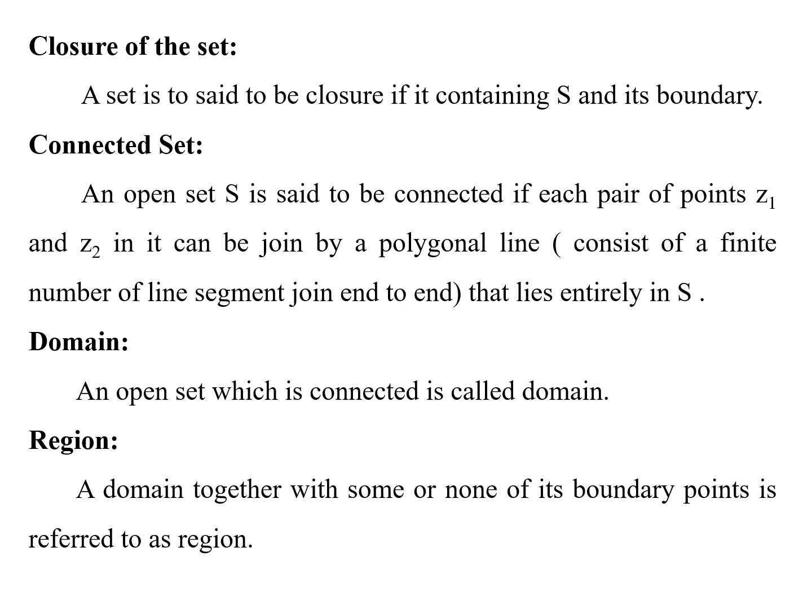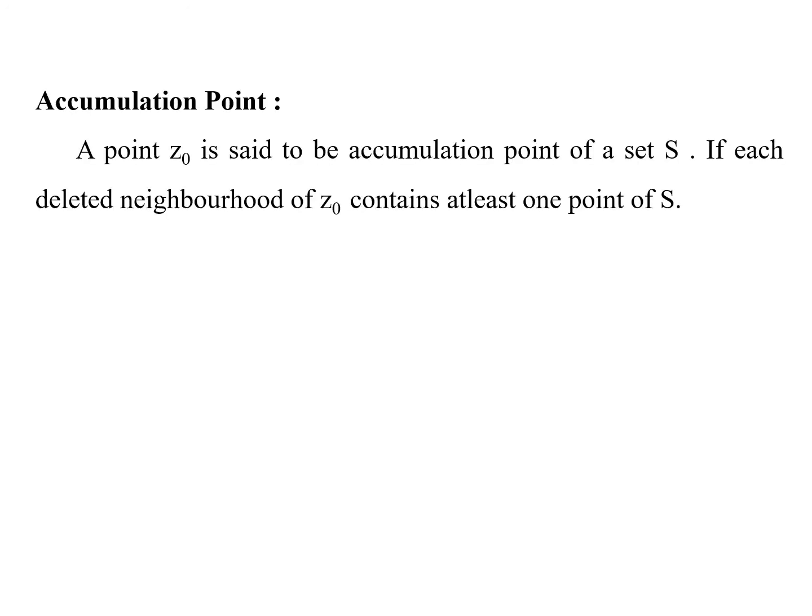Next one is domain. An open set which is connected is called a domain. The next definition is region. A domain together with some or none of its boundary points is referred to as a region. Accumulation point. A point Z0 is said to be an accumulation point of a set S if each deleted neighborhood of Z0 contains at least one point of S.